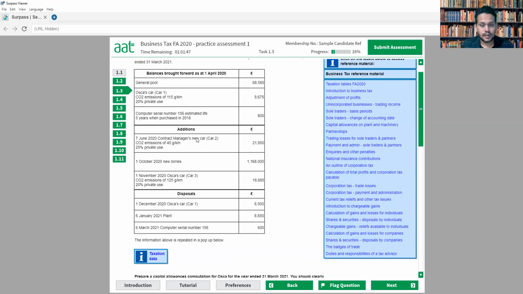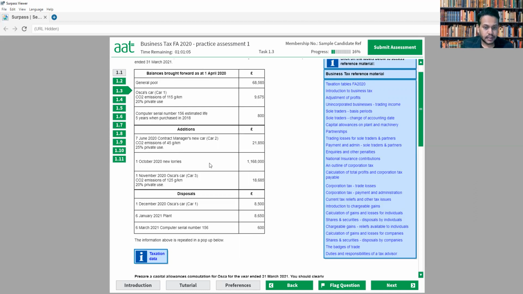Then in addition, we have some purchases. On 7th June, we have a new car 2, and the CO2 emission is 45 grams. So this is completely FYA, first year allowance, because anything that is 45 gram or less will have a first year allowance. That means you will get the full allowance from there, so you really don't have to pay any tax, you don't have to calculate anything. Anything like an electric car, or if the CO2 emission is 45 gram or less, you will have a full exemption on that. Even though there is private use, it doesn't matter, you will get the full exemption.